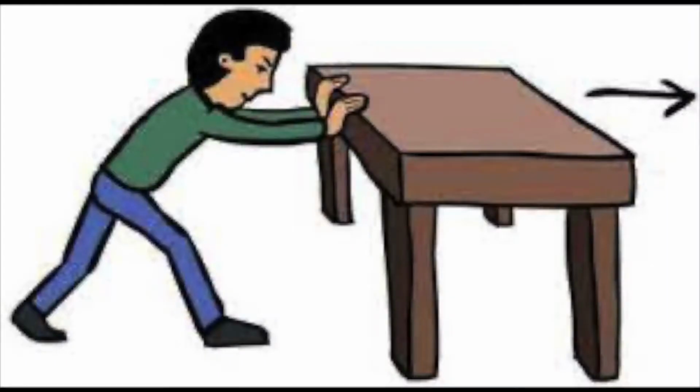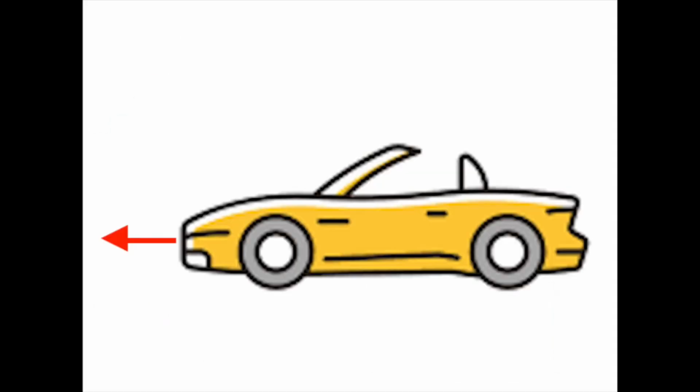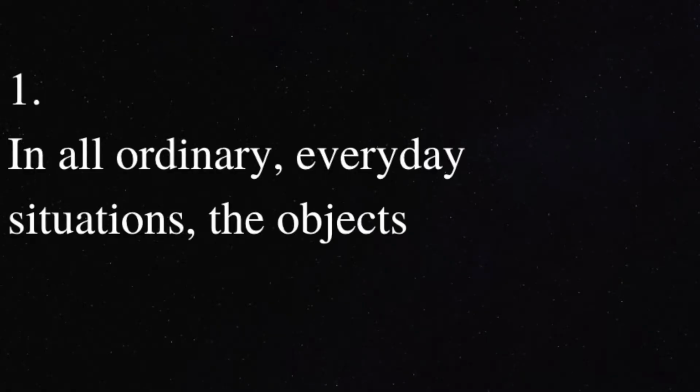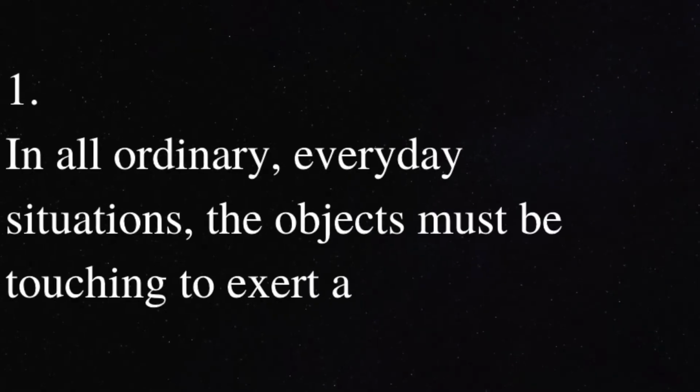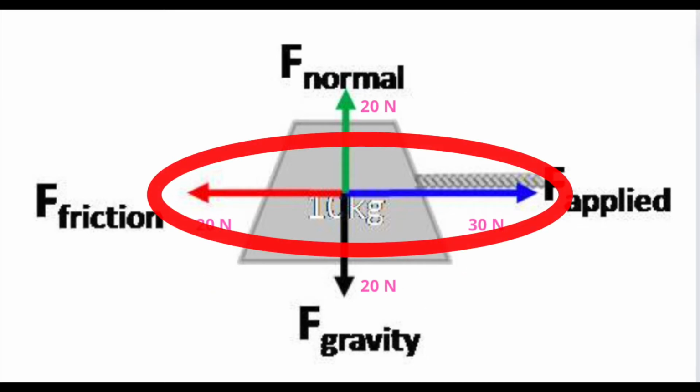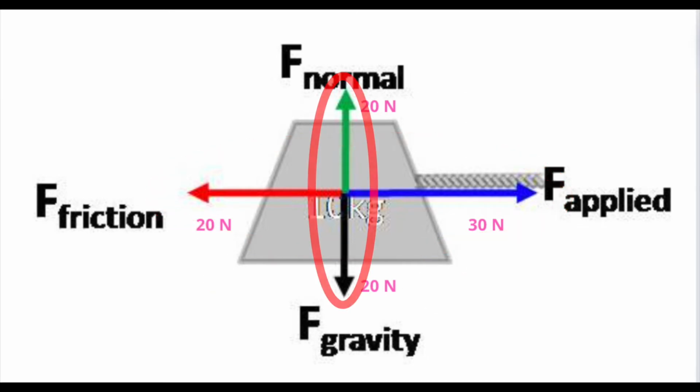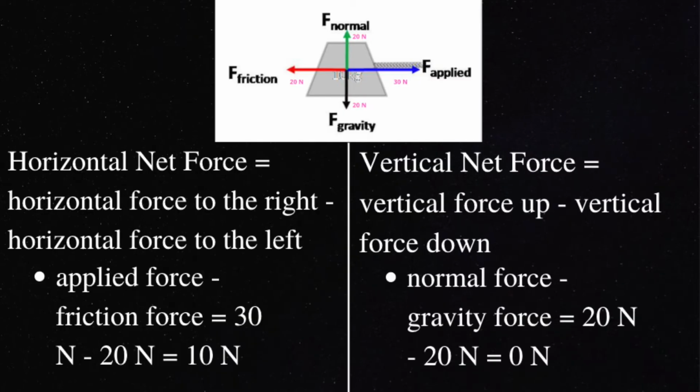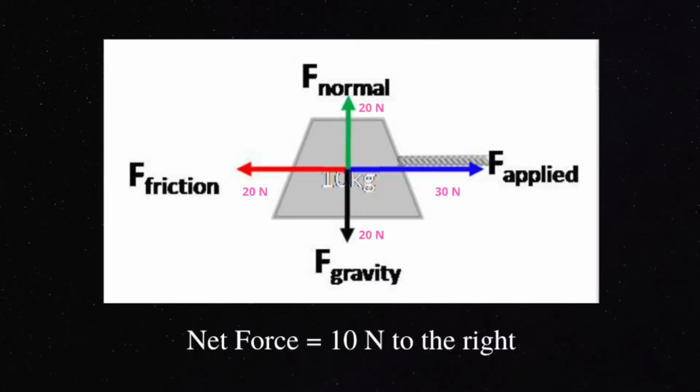1. In all ordinary, everyday situations, like a person pushing a table or a car driving forward, the objects must be touching in order to exert a force. 2. A net force is the result of subtracting the magnitude of forces on the same plane, either horizontal or vertical, pointing in opposite directions as shown here. 3rd, forces don't cause motion, they cause changes in motion.